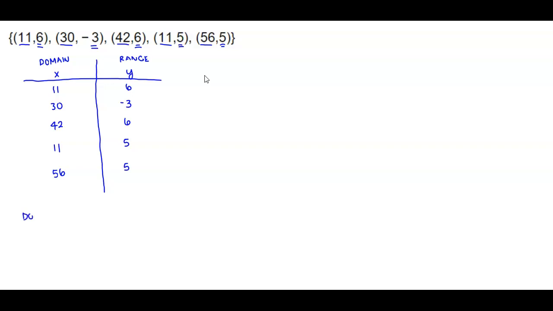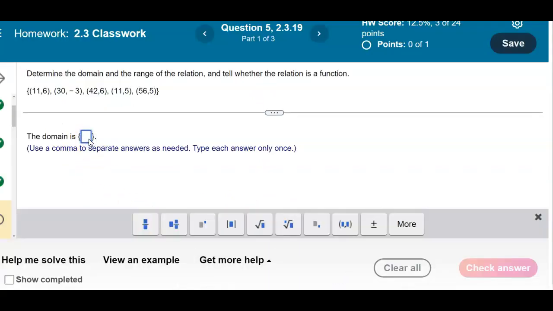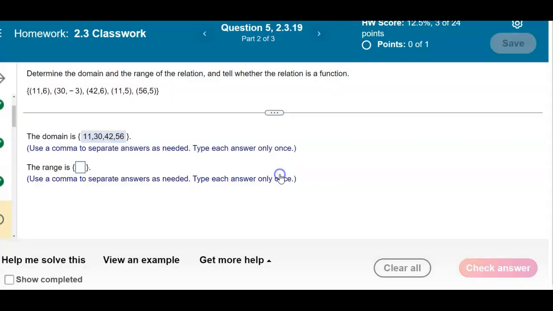So when we want to list our domain, it's going to be the following. We have 11, we have 30, we have 42. We're not going to list 11 twice because that's what it's asking us. And then we have 56. So let's go ahead and put that answer in there. So 11, 30, 42, and 56. And let's check our answer, and there is our result.